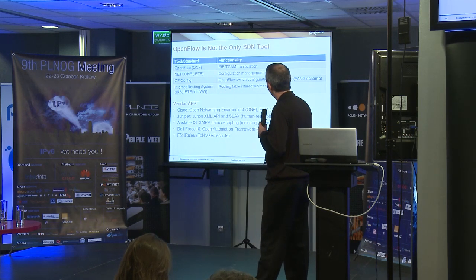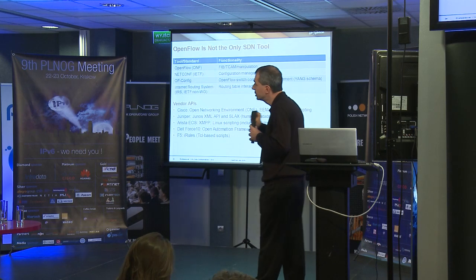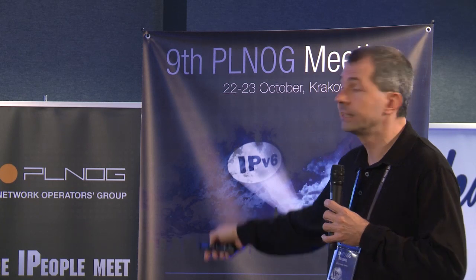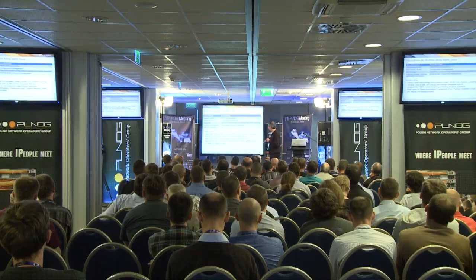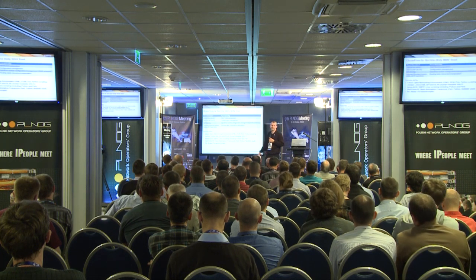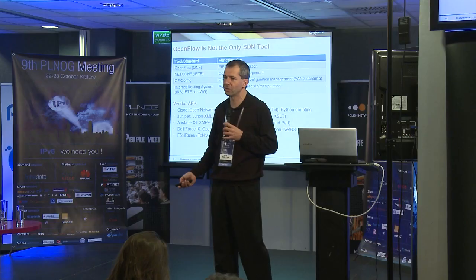And there's another one called Interface to the Routing System, which just might be the right level of abstraction for most of us, where you would be able to interact with the routing table. So IRS would appear as yet another routing protocol, where you could insert routes or query the state of other routes. So this might actually make sense. And then there are the vendor APIs, and every vendor has a few of them, and more or less everyone calls that SDN.